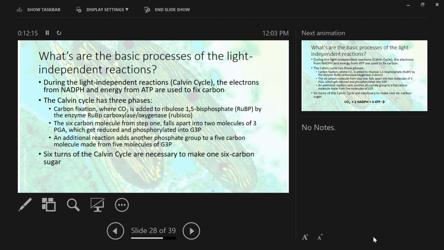Now, it requires 6 turns of the Calvin cycle to get 1 equivalent of a 6-carbon sugar. It requires us to do the Calvin cycle 6 times. Every time we do the Calvin cycle, we fix 1 molecule of carbon dioxide. How many carbons are in a molecule of carbon dioxide? 1. So it makes sense that we have to do this 6 times to get the equivalent of 1 6-carbon sugar, right? You do this 1 time, you fix 1 carbon. You do it 6 times, you fixed enough carbon to get 1 6-carbon sugar. Maybe glucose, maybe fructose, some other kind of sugar.